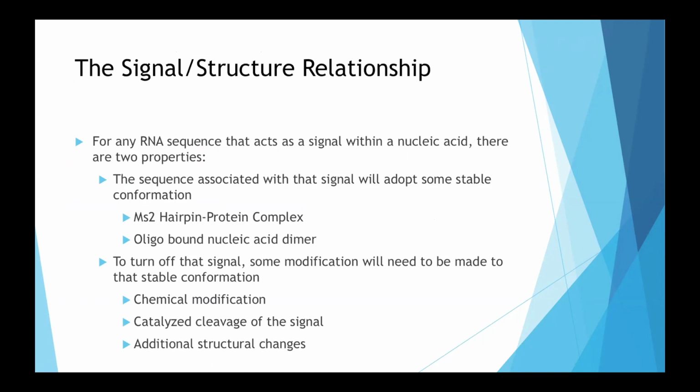For any RNA sequence that acts as a signal within a nucleic acid, there are two properties. The first is that the sequence associated with that signal will adopt some stable conformation, as an example, the MS2 hairpin protein complex or an oligo-bound nucleic acid dimer. The second property is that to turn off that signal, some modification will need to be made to that stable conformation, such as a chemical modification or a catalyzed cleavage, such as a ribozyme or a protein enzyme, and then possibly just additional structural changes due to thermodynamics and changes to the equilibria.